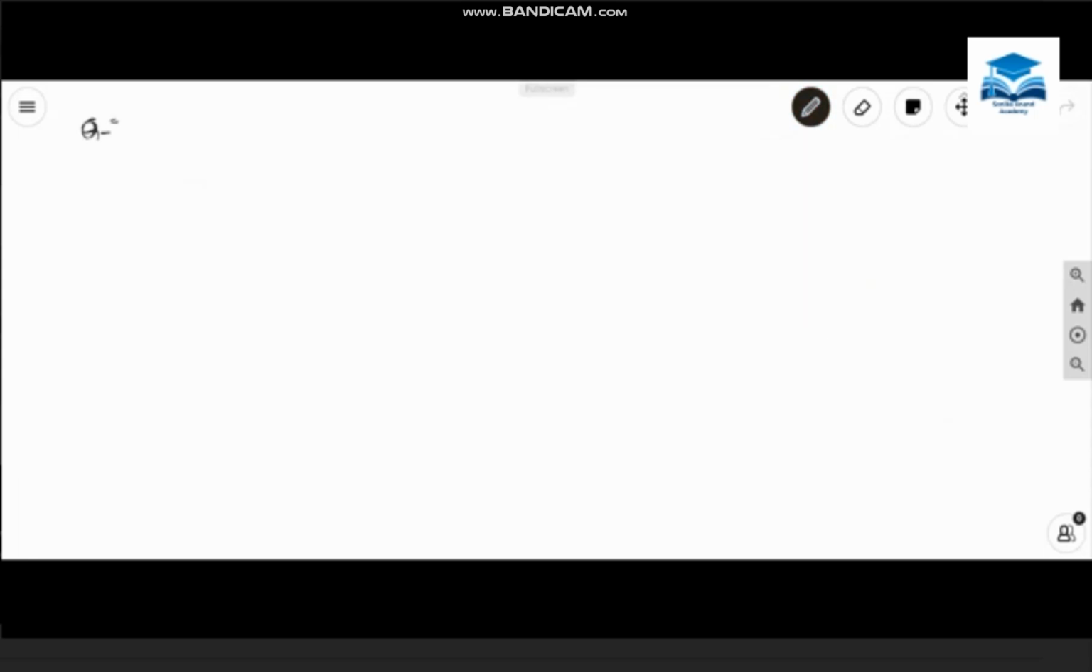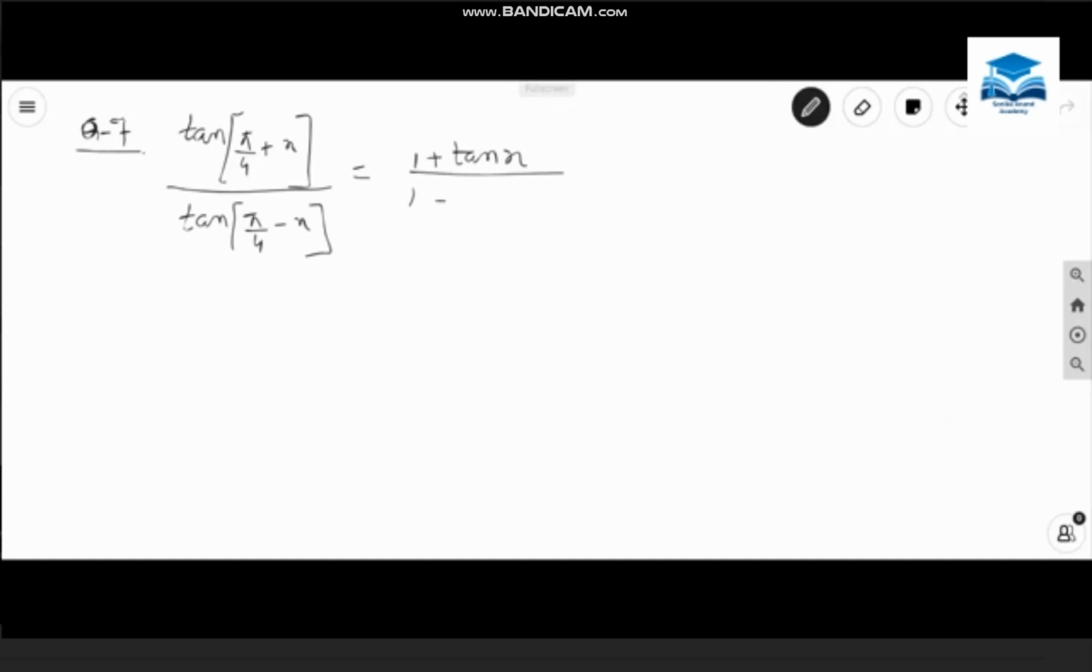Question number 7. We have the question tan(pi by 4 plus x) over tan(pi by 4 minus x). We have to prove its value is equal to (1 plus tan x over 1 minus tan x) whole square.